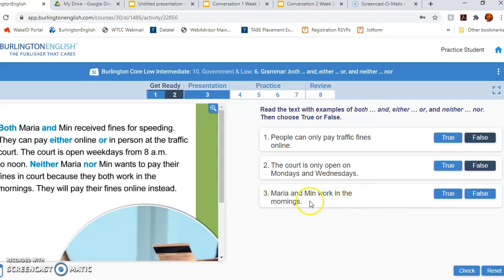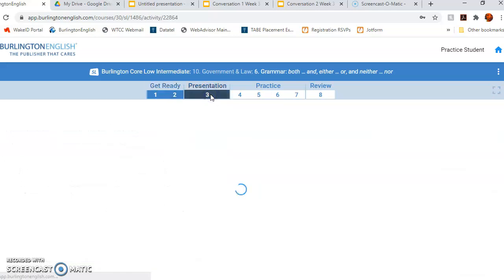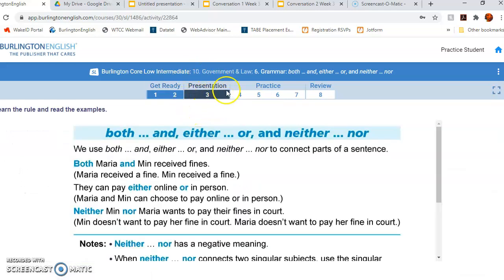What about this? Maria and Min work in the mornings. Yes, we found this out. Here's the word that's really important, both. They both work in the mornings. Let's check and see if we got them right. Okay? So that's a good one to get ready. It's a little bit of practice. Remember, presentation is where you'll always find the lesson.